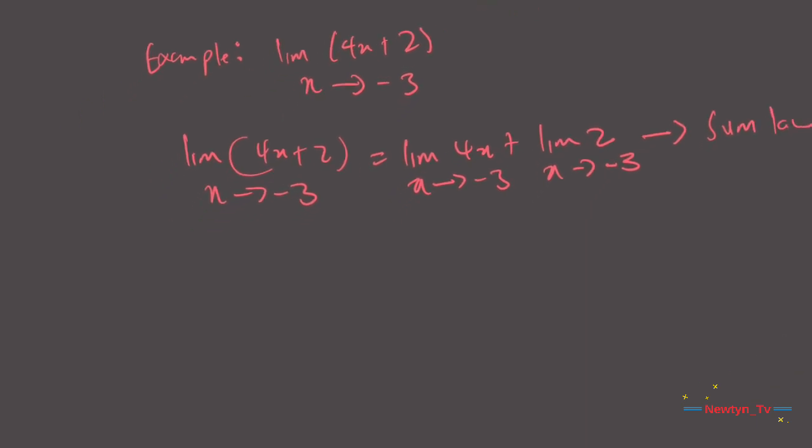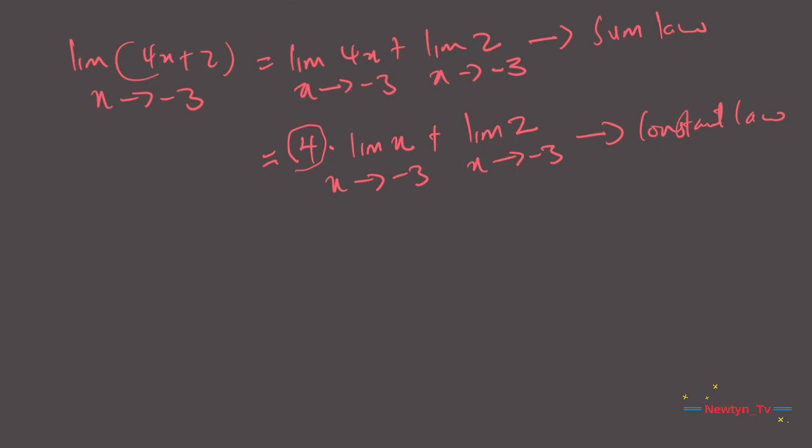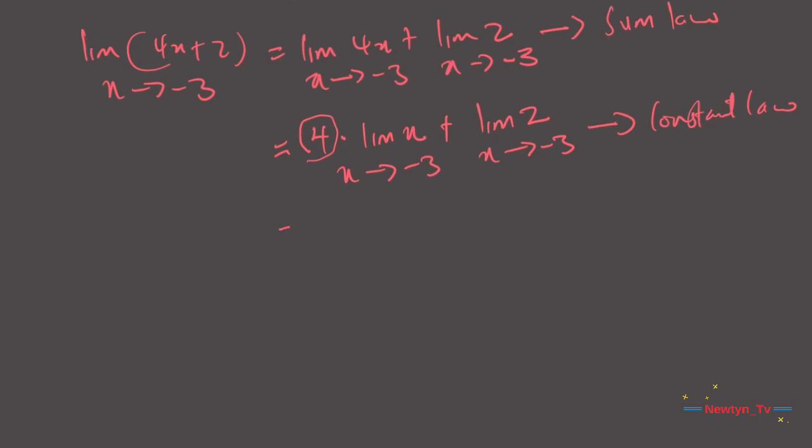Now the next thing we will do is apply the constant multiple law. So that will be 4 times the limit of x plus the limit of 2, as x approaches -3. The 4 is the constant c, and we have the limit of x. Then we substitute our x, so we have 4 times -3 plus 2. After applying all the basic laws, we should get -10. That's our answer.